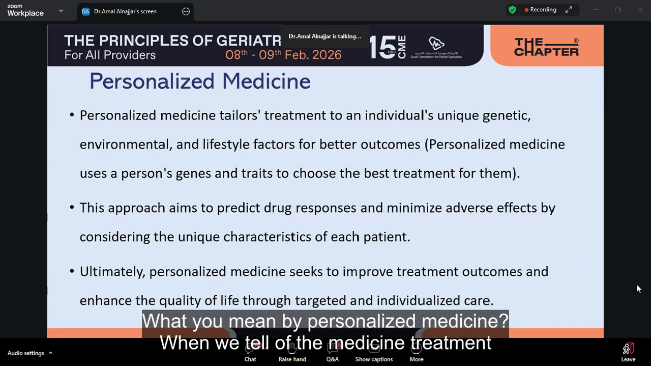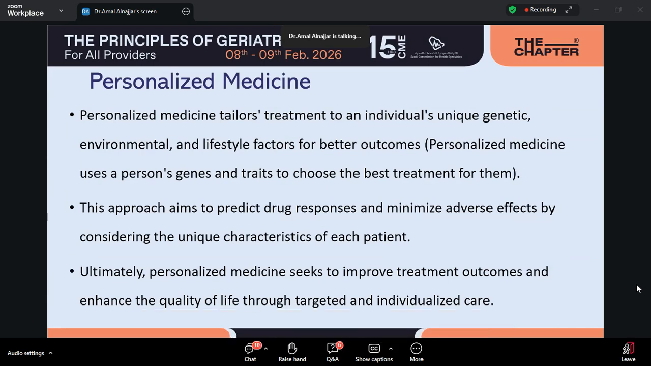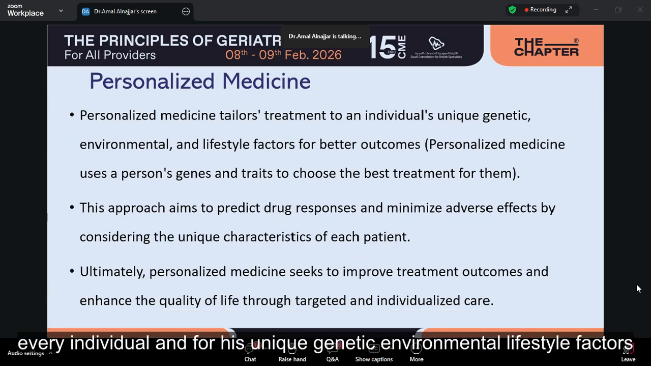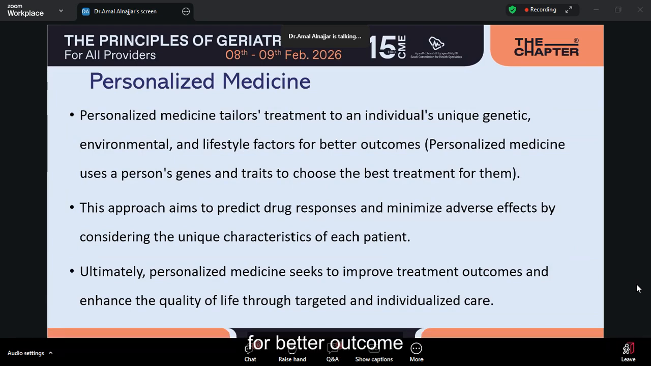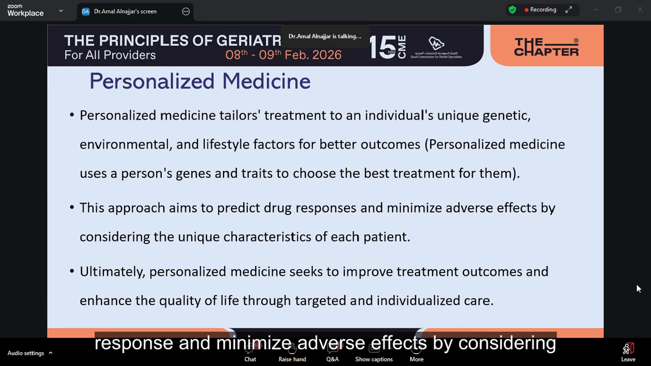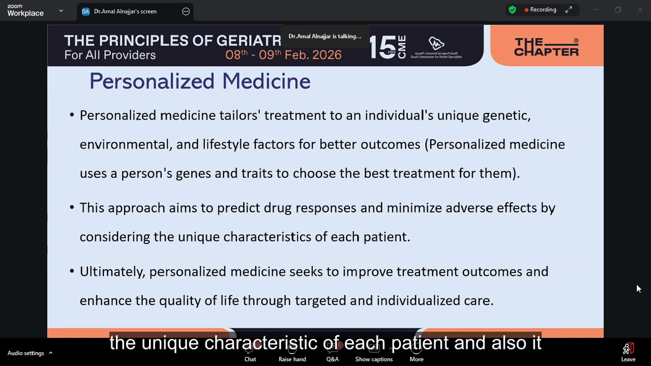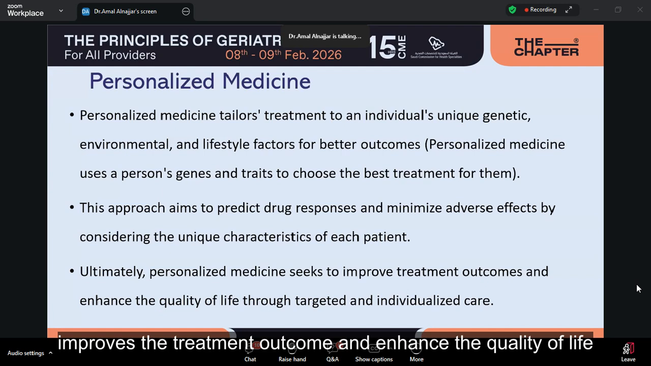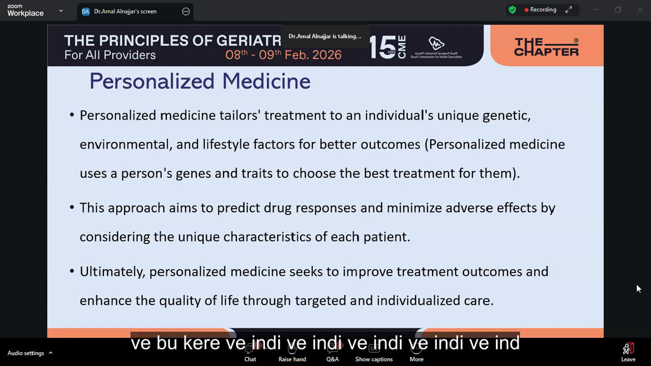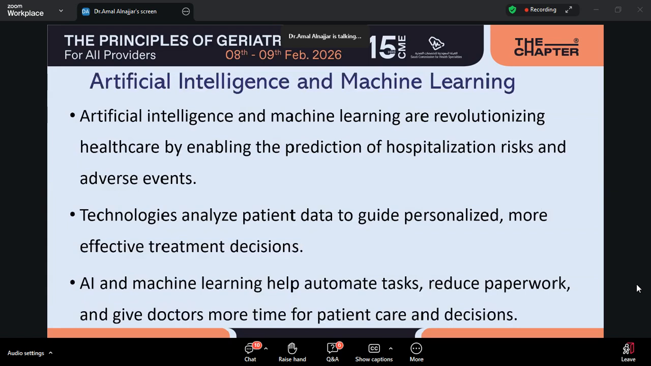When we tailor the medical treatment to every individual and to his unique genetic, environmental, and lifestyle factors for a better outcome. This approach aims to predict drug response and minimize adverse effects by considering the unique characteristics of each patient. And it also improves treatment outcomes and enhances the quality of life through targeted and individualized care.